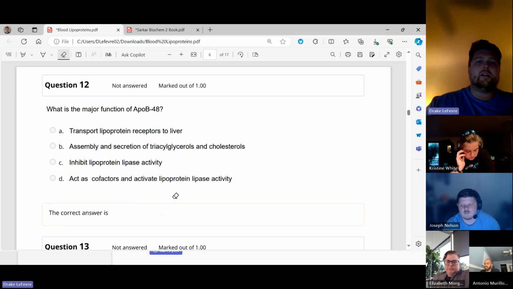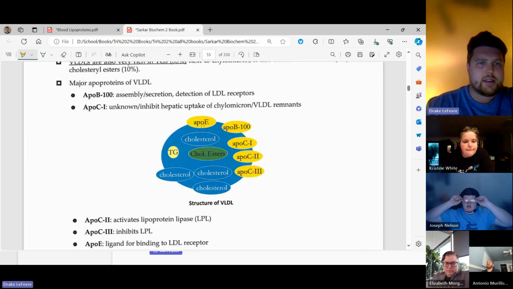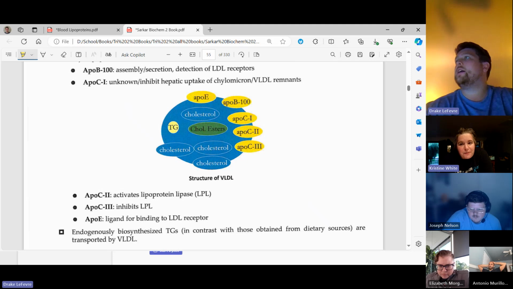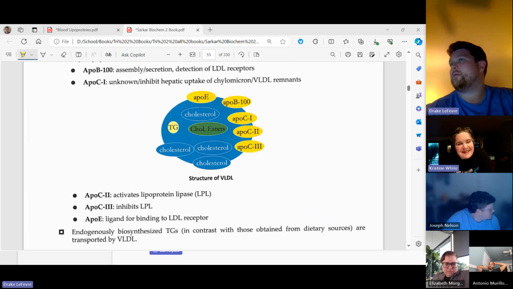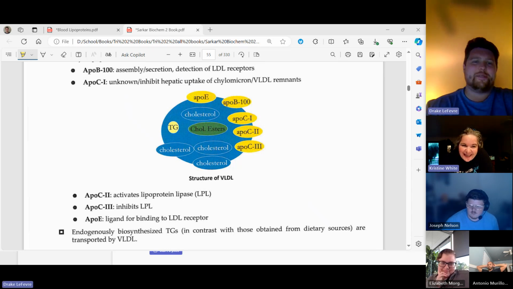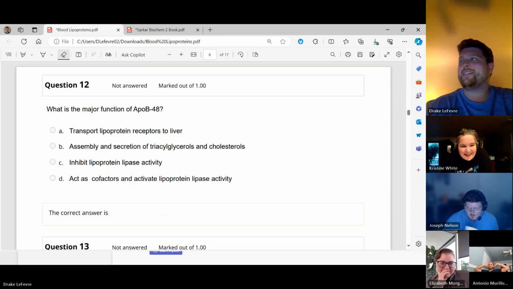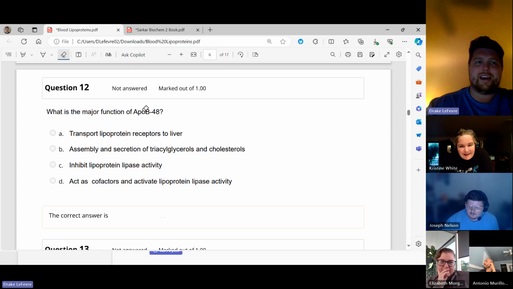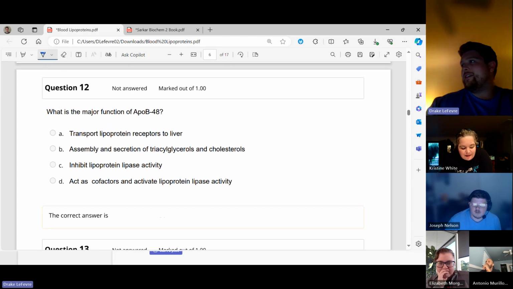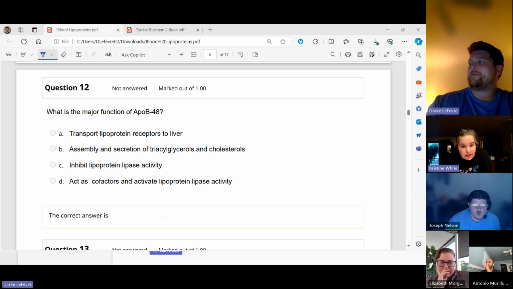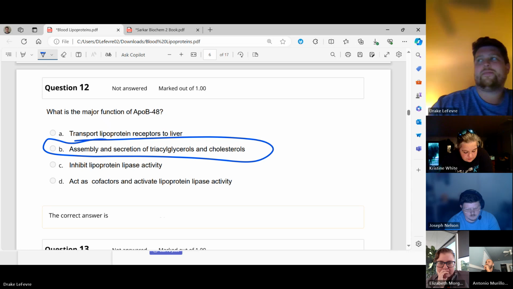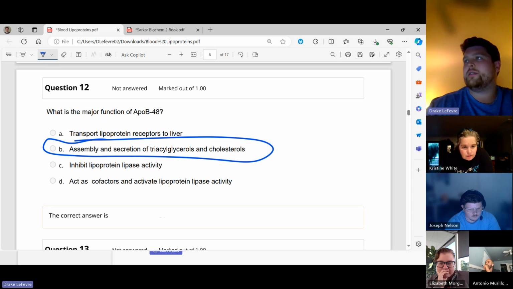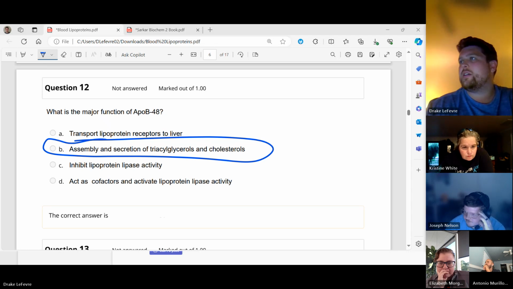What is the major function of ApoB48? Does that chart actually tell us the function of each of these as well? Yes, it does. That's why I'm looking down at my book. Okay, ApoB48 is also the same function. Assembly and secretion. It's worded a little bit differently, but yeah.